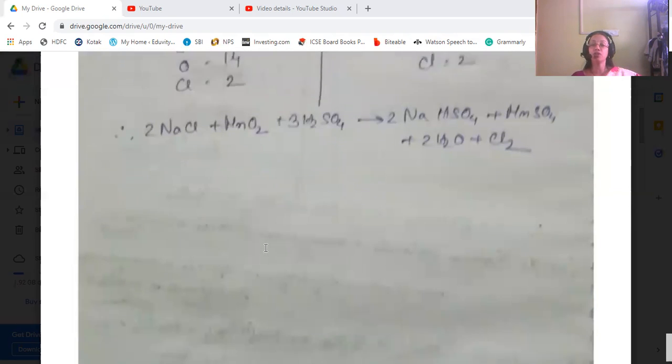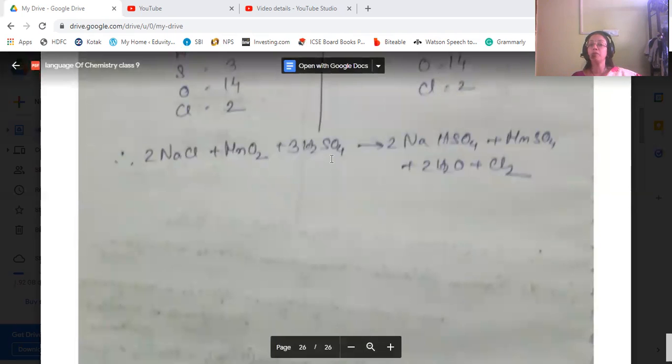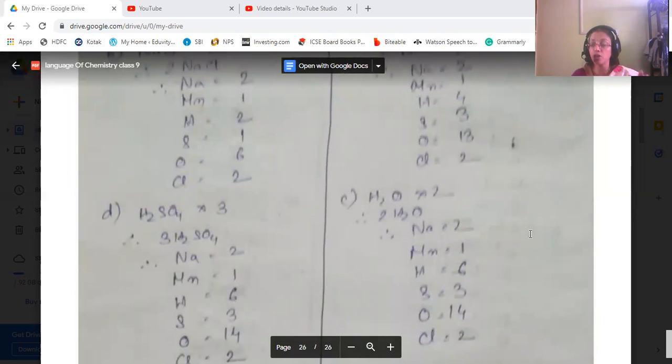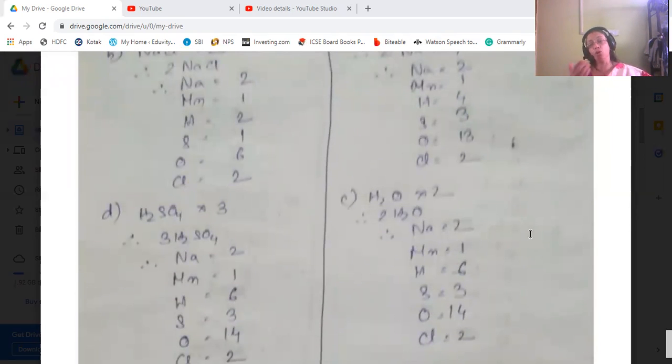So we get the equation as 2 NaCl plus MnO2 plus 3H2SO4, which gives us 2 NaHSO4 plus MnSO4 plus 2H2O plus chlorine. So this is the end of the chapter. Before solving the equation, first go through the text videos once again, and then you balance the equations. Do it yourself in a copy. Practice these balanced equations so that this can help you acclimatize to these types of big equations. Balancing these equations will help you to solve easily in the exams.